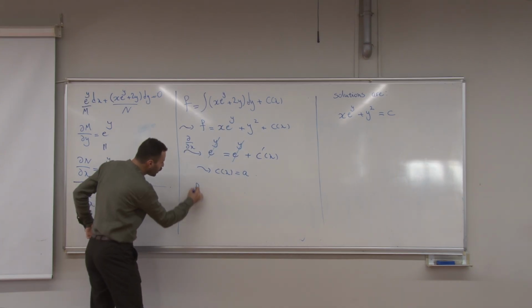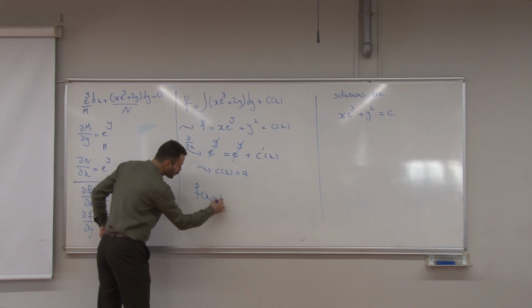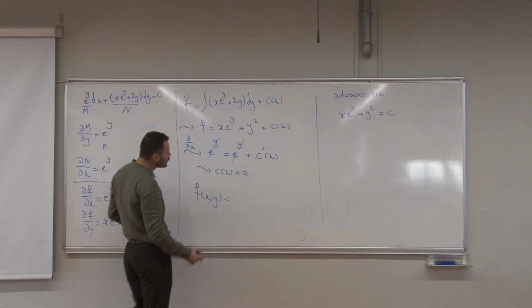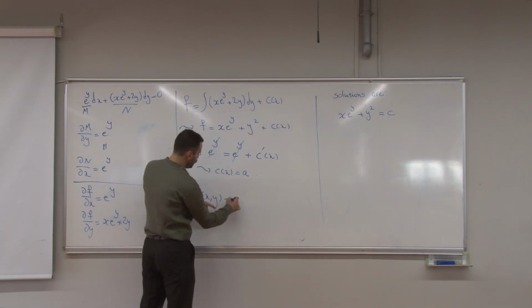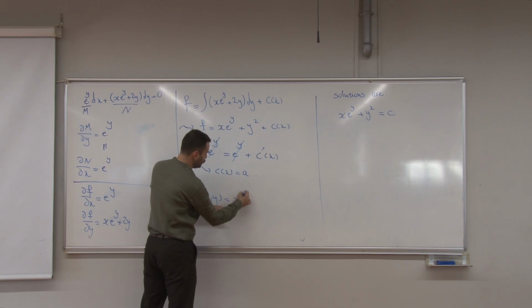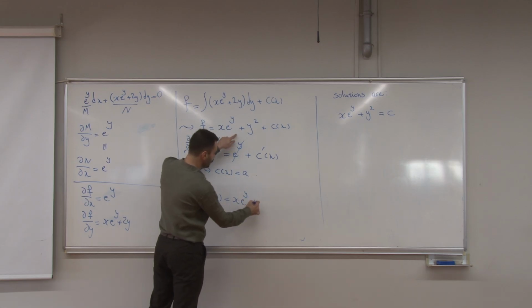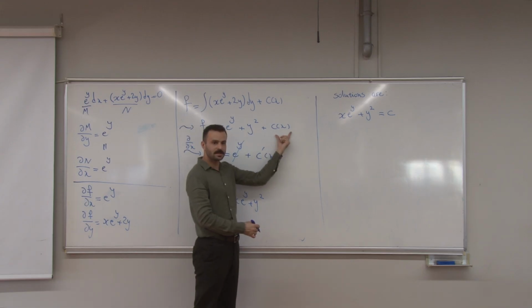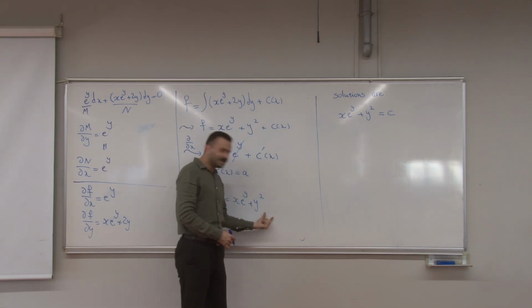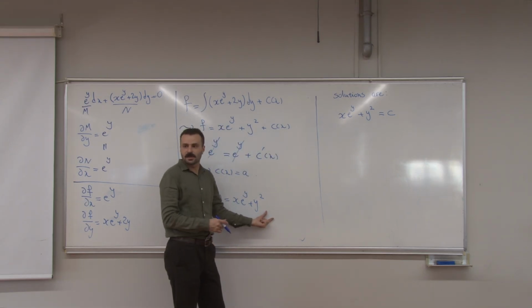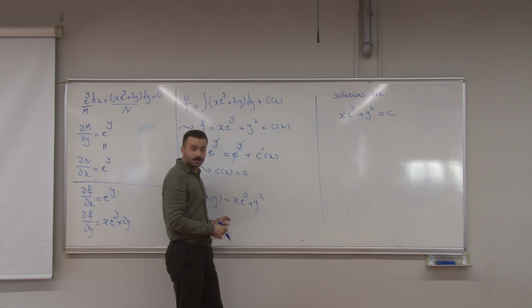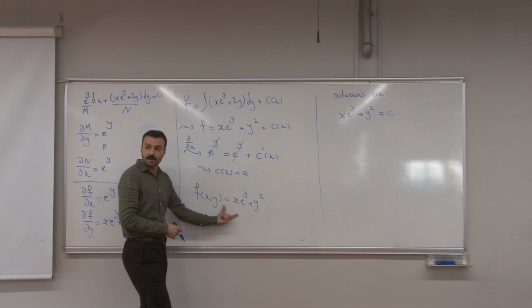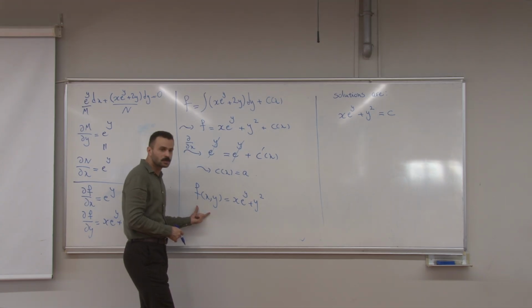Okay? Now, what happens to our function? Our function is x e to the power of y plus y squared. I know it from here. And this constant, right? We can get rid of that constant. Here it doesn't matter for me because I'm interested in the solutions, not in the function. And solutions are appearing as level curves of this function.